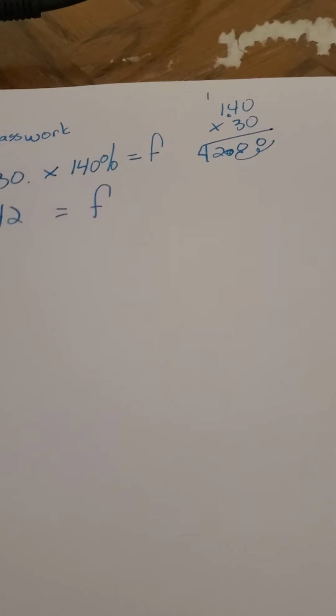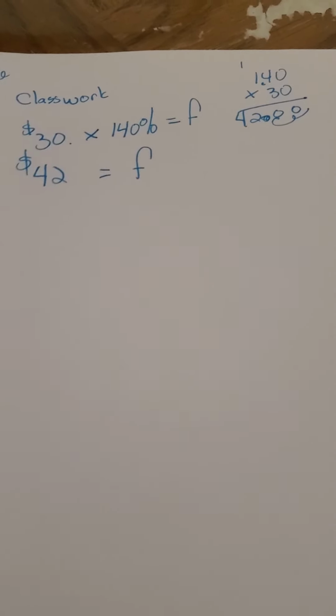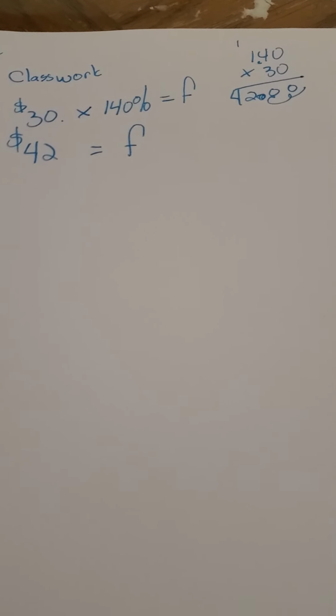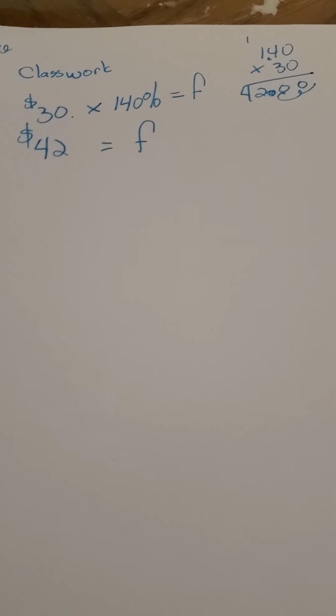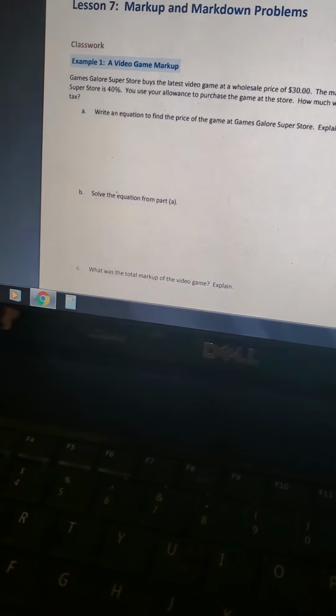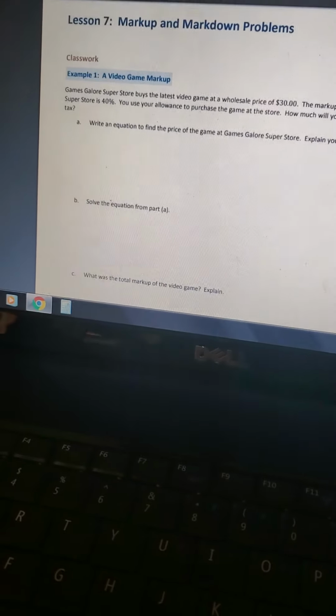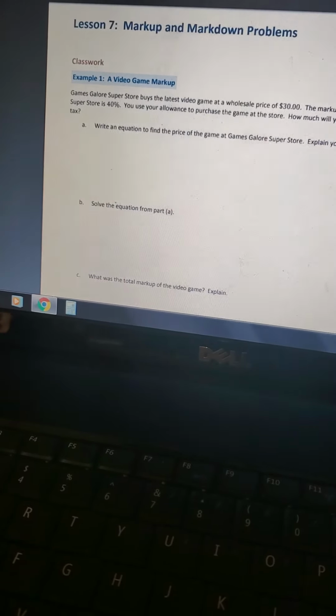Okay, so you worked out hopefully just a simple multiplication problem, remembering to change the percentage into a decimal, and then just multiplying it out, and you get F equals 42. Okay, next part, it says, what was the total markup of the video game? So what was the markup? Go ahead and write your answer for that.